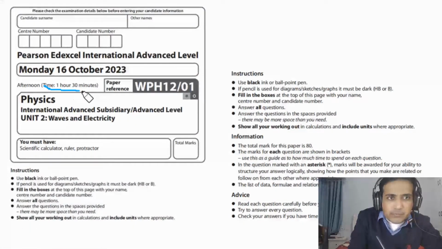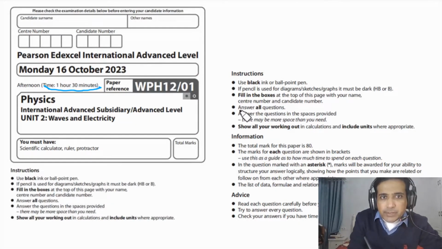Total time for this exam is 1 hour and 30 minutes. You need to answer all questions in this paper and the total mark for this paper is 80.